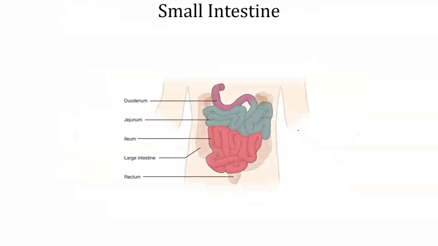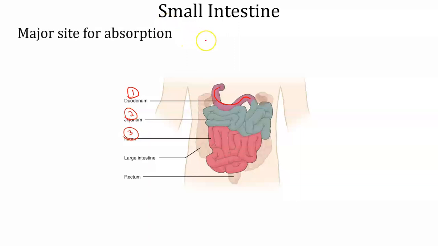The small intestine has three parts to it. There's the duodenum, the jejunum, and the ileum. The duodenum is just this first part coming off of the stomach. It's only about 12 inches or so, just this first little C-shaped part. The duodenum is not very well suited for absorbing nutrients. The small intestine as a whole is the major site for absorption, but not really the duodenum.